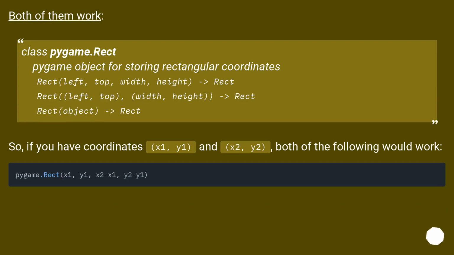Both of them work. Class pygame.Rect, Pygame object for storing rectangular coordinates. Rect(left, top, width, height) -> Rect, Rect((left, top), (width, height)) -> Rect, Rect(object) -> Rect. So, if you have coordinates x1, y1, and x2, y2, both of the following would work.